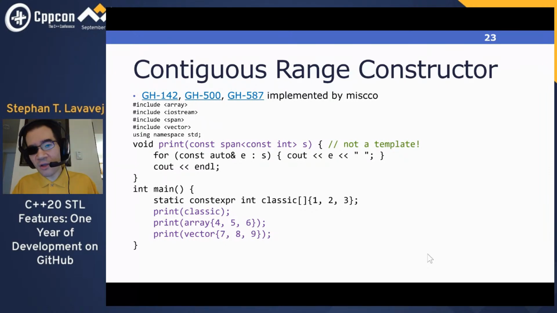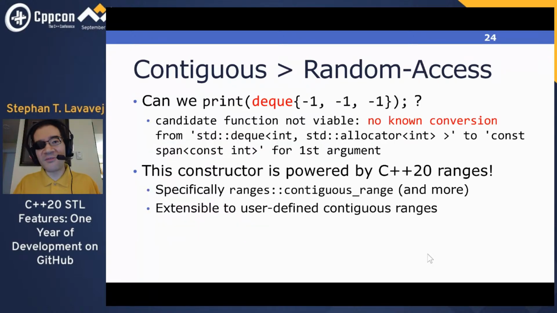But if I try to call this function print, taking a const span of const int, and if I try to give it something like a std::deque of int, this will not compile. And I'm going to get a desirable compiler error. In this case, Clang will say, this is not viable. No known conversion from this std::deque that you gave me to the const span of const int that the function print wants. This is Clang's way of saying the constructor has chosen not to participate in overload resolution.